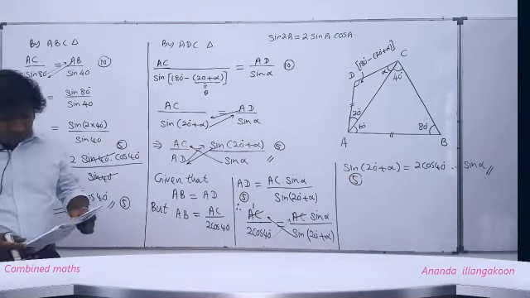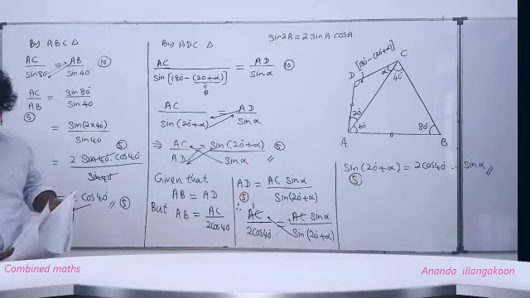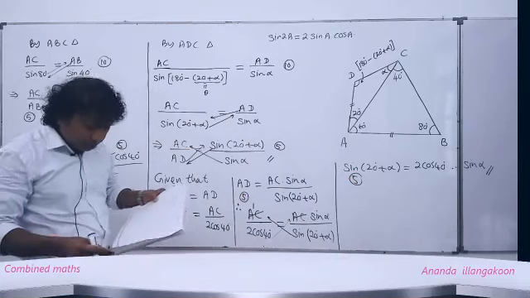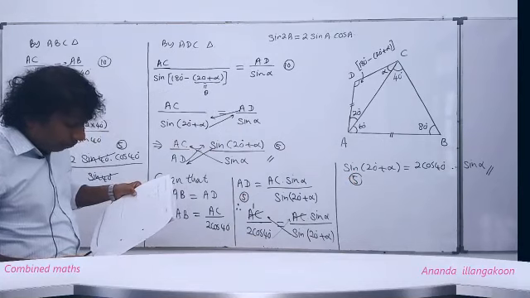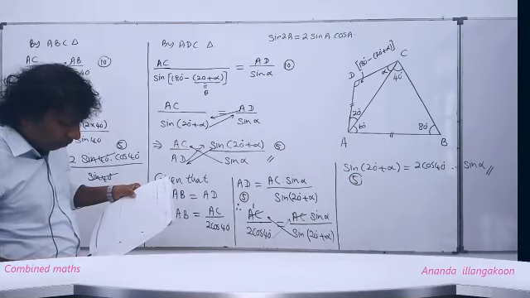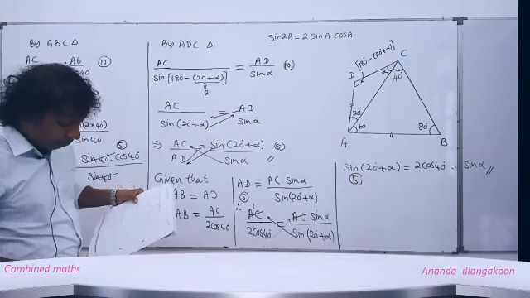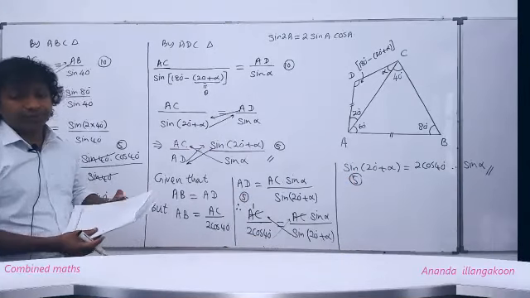Now, the next part. What's the next part? The next part is: hence show that cot alpha, this answer.